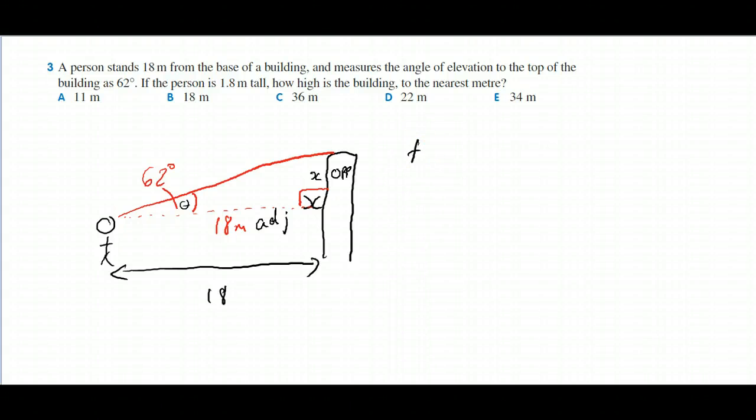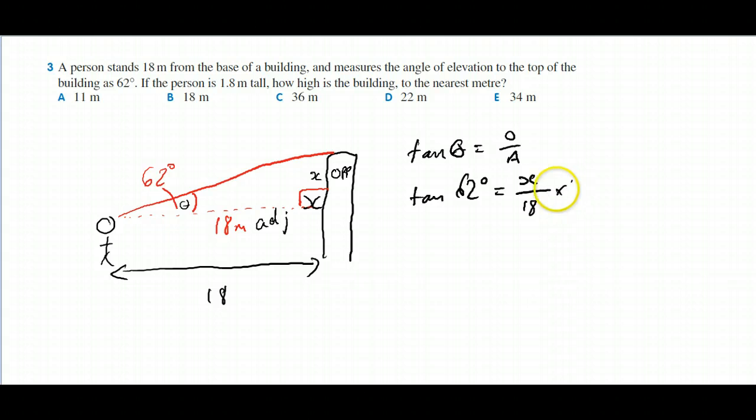That's a tan problem. So tan theta equals opposite over adjacent, and the angle is 62 degrees. The opposite is x, what we don't know, and the adjacent is 18 meters. So we can multiply both sides by 18 to get x on its own. 18 tan 62 equals x.